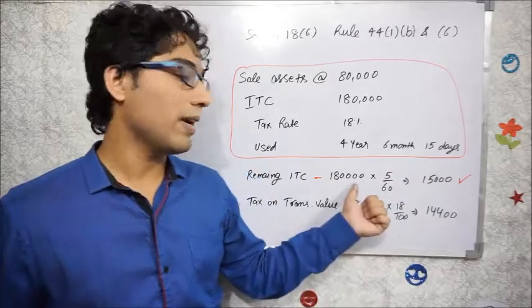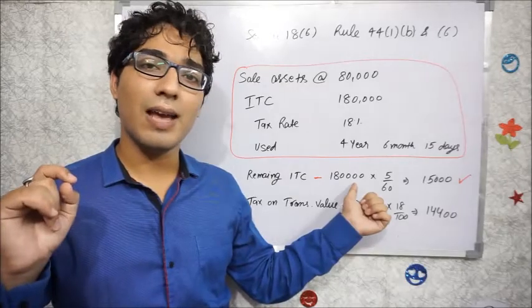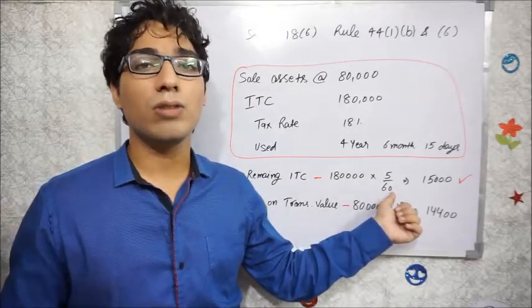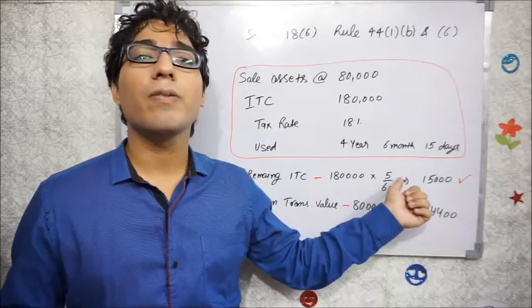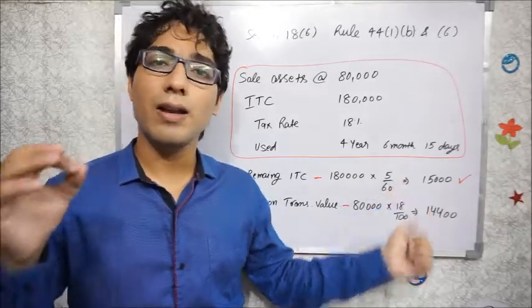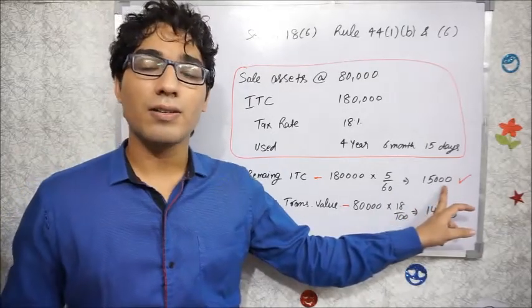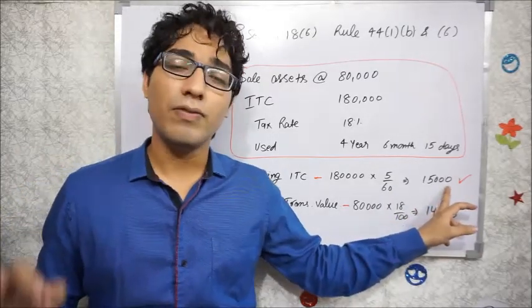So therefore 1,80,000, which is the input tax at the time of purchase, divide by 60, where 60 means the 5 years converted into months, and then multiply by 5, which is the remaining useful life in months, and you will get the remaining input tax credit. So that is 15,000.